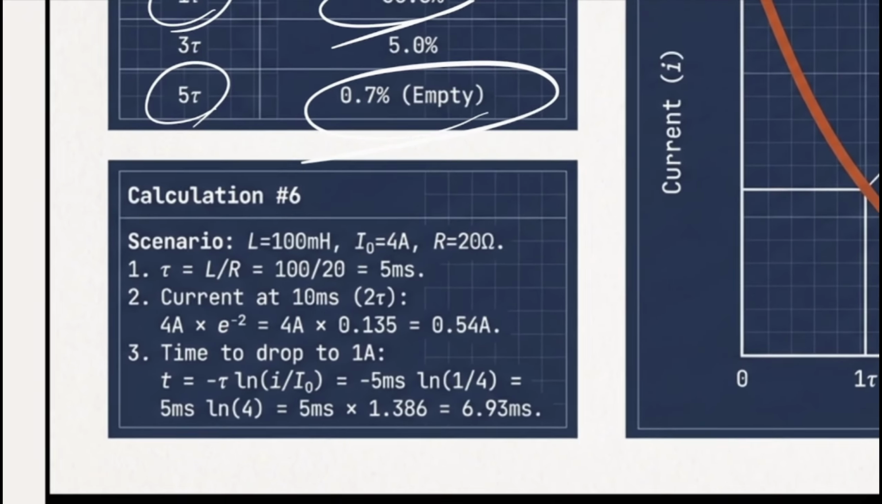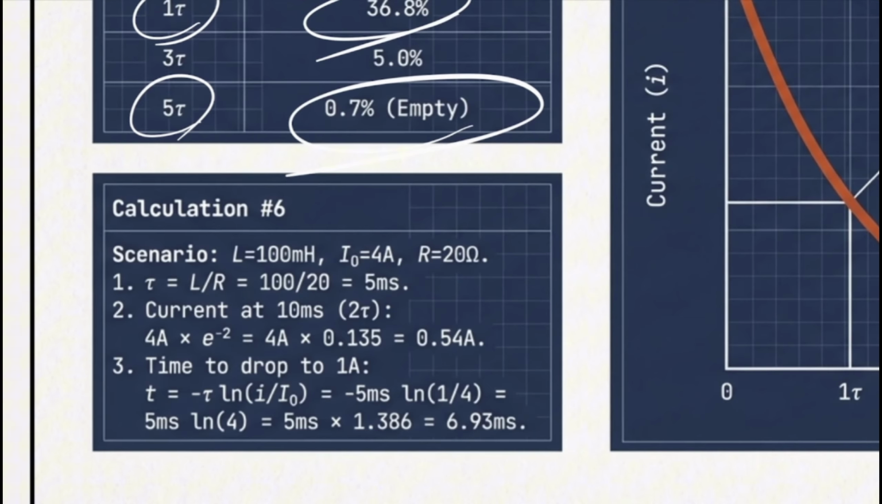So imagine the scenario where L equals 100 millihenry, and my I0 is 4 amp. It means that assume I have a voltage source that, at saturation, charged this inductor to 4 amp. And R is 220 ohm. So the very first thing we have to find is tau. Tau is L divided by R, which is 5 millisecond.